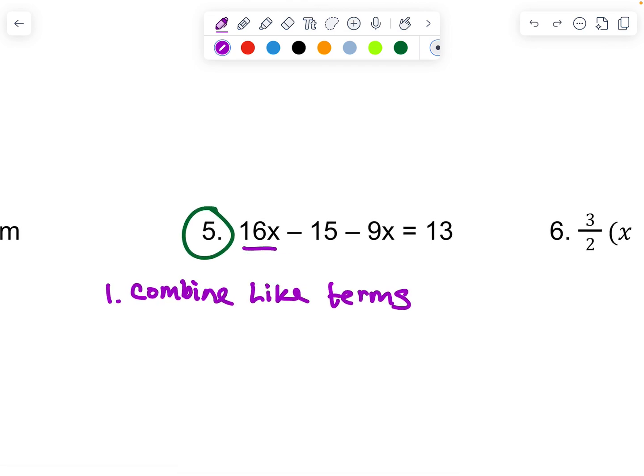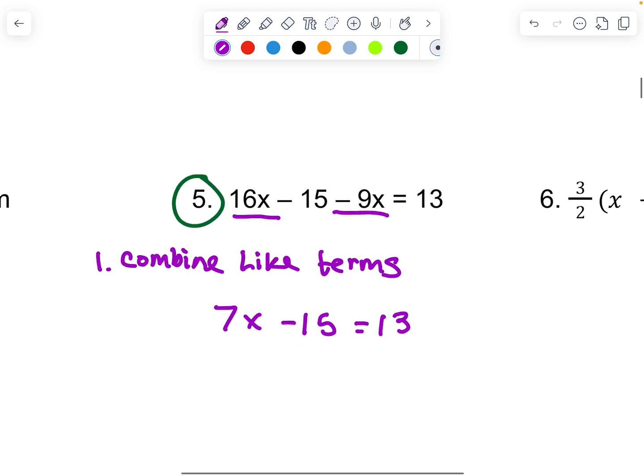So the first thing I'm going to do is combine this 16x and negative 9x. If you thought about it, we're taking 16 x's, oh gosh, I'm not going to actually draw all of these out, and it's like we're taking away 9 of those. We're subtracting. That's what's going on there. So 16 minus 9 is going to be 7x, and then minus 15 equals 13.